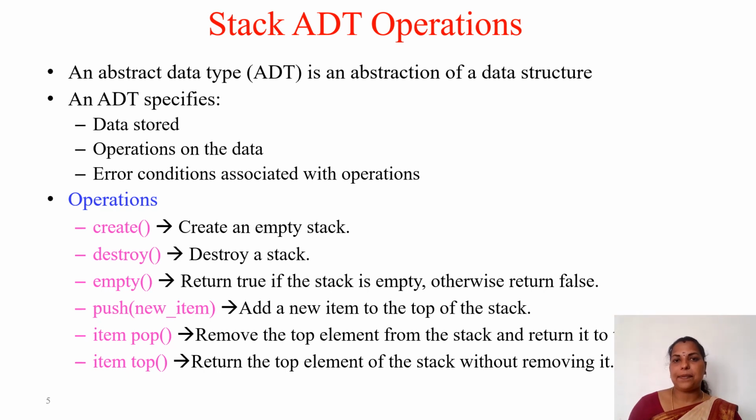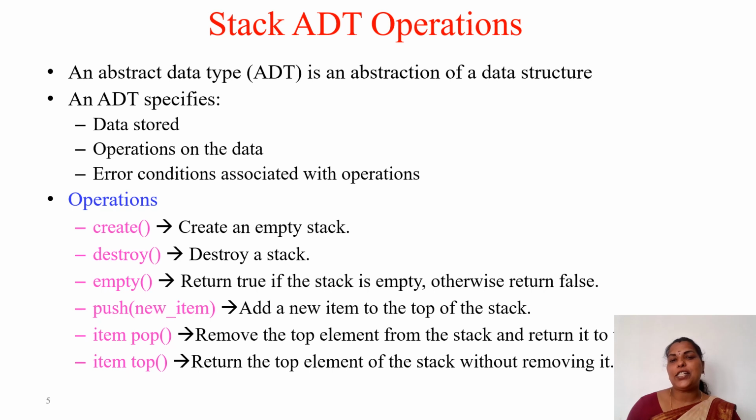Next is stack abstract data type operations. In the first or second presentation itself, we have seen what an abstract data type is. That is, it is mainly the abstraction of a data structure. This abstract data type specifies what data we are storing, then what operations we are performing on the data. In addition to the data storage as well as the operations, it also tells the error conditions associated with the operations.